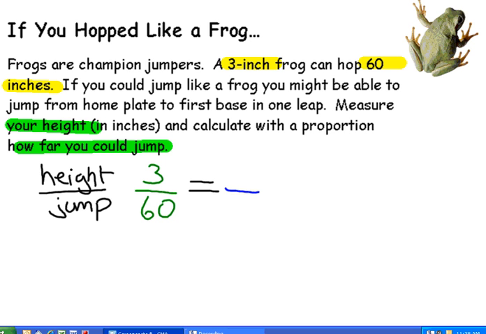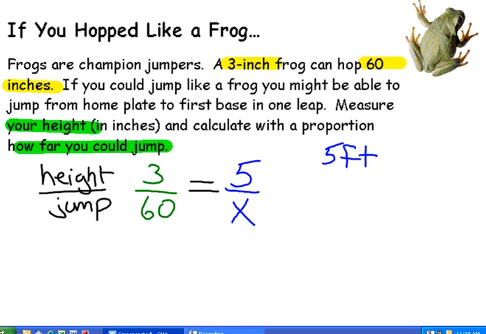Now, my height, let's say, is 5 feet. The problem asks me to change it to inches, but I can use 5 feet and solve for how far I can jump, just that my answer then will be in feet. So I can stay in inches on the frog side and in feet on the human side, and that will stay in proportion, and it will stay consistent and give me a correct answer.